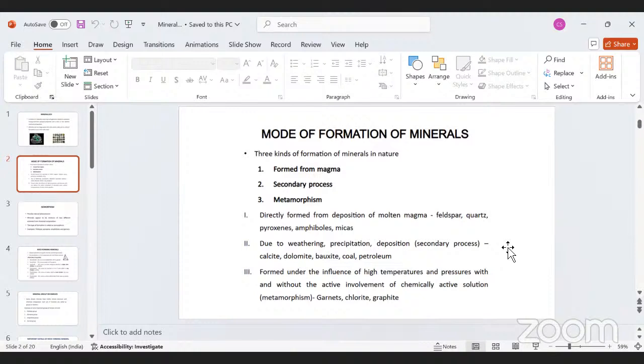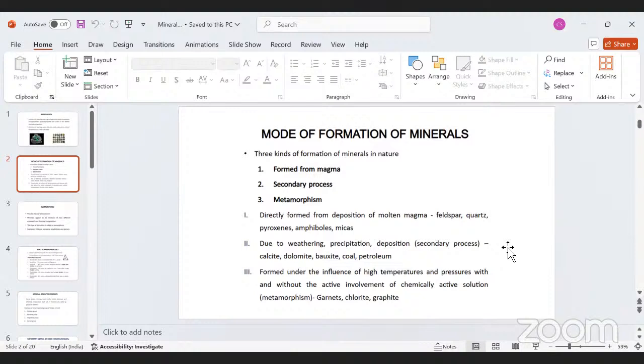Except a few minerals like the salt mineral, NaCl, or fluorite, NaF. Some of the minerals we are unable to find silica or silica oxide associated. Directly some of the minerals are formed from the magma. The best examples are quartz, feldspar, pyroxenes, amphiboles, micas, and alumina minerals like that.